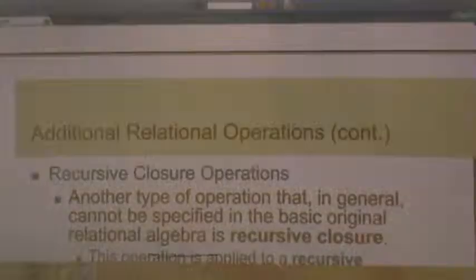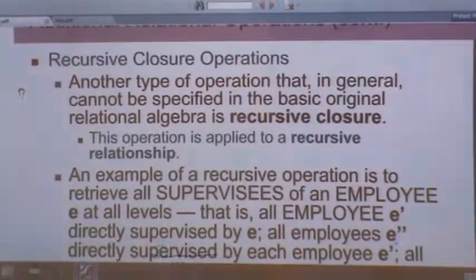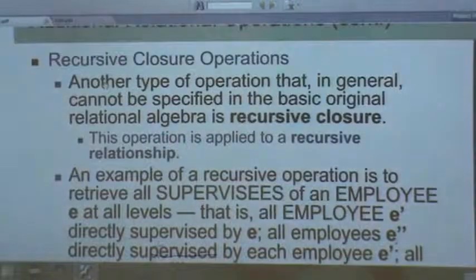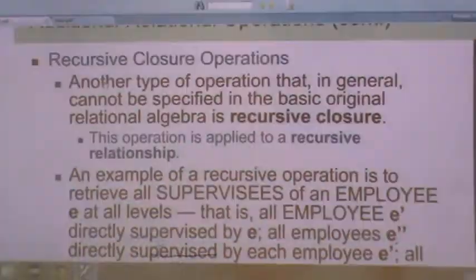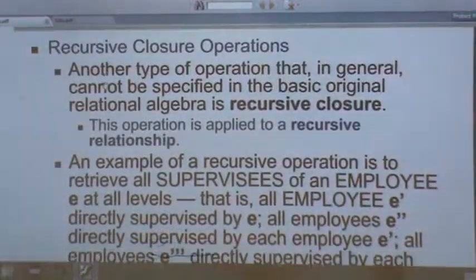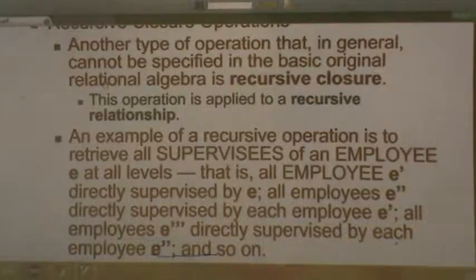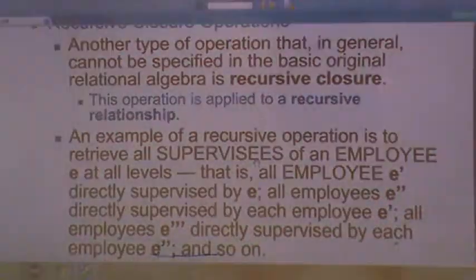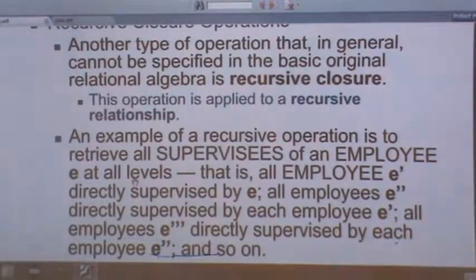So now, recursive closure operation. That's very abnormal stuff. I never see this used in practical life, but we have to learn that. In this page, I didn't find the example that interesting, but still it's kind of nested. The example is we are trying to retrieve all of the supervisees of an employee E at all levels.